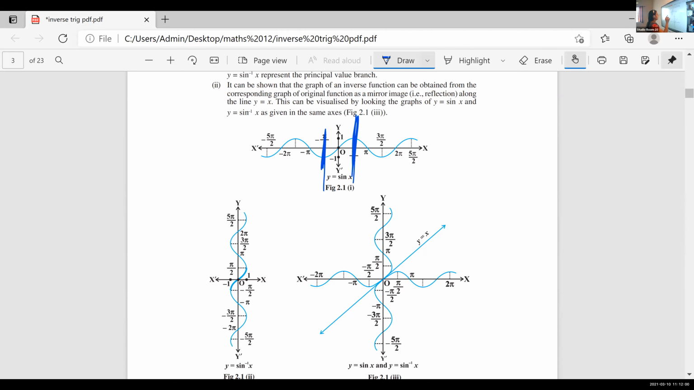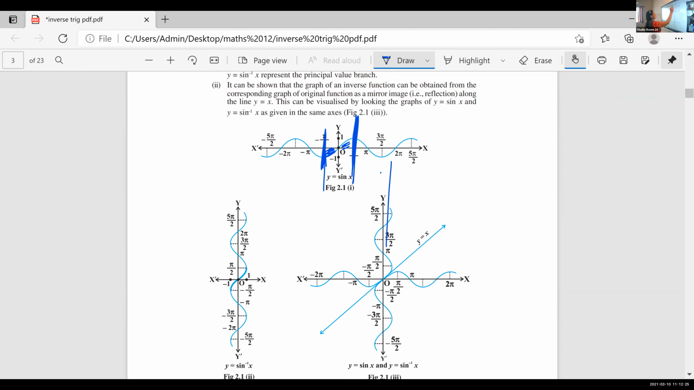Yes. Okay, so only this part we call the principal branch. The same values will be repeated in the next cycle also. If I take the interval from minus 3 pi by 2 to 5 pi by 2, the same values are repeated, but we consider minus pi by 2 to plus pi by 2 as the principal branch.